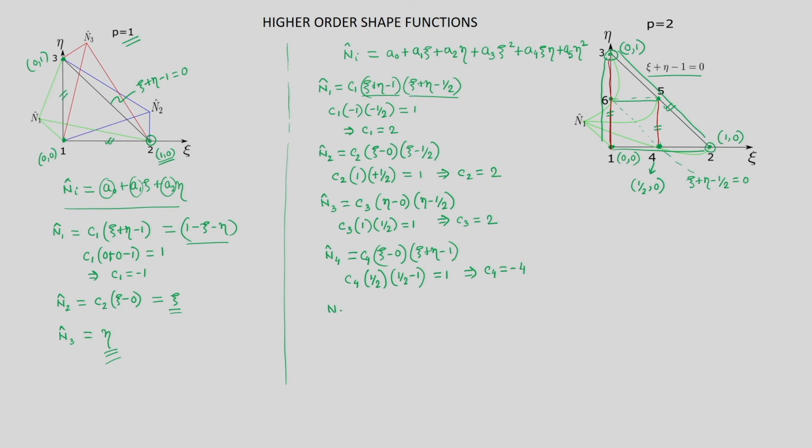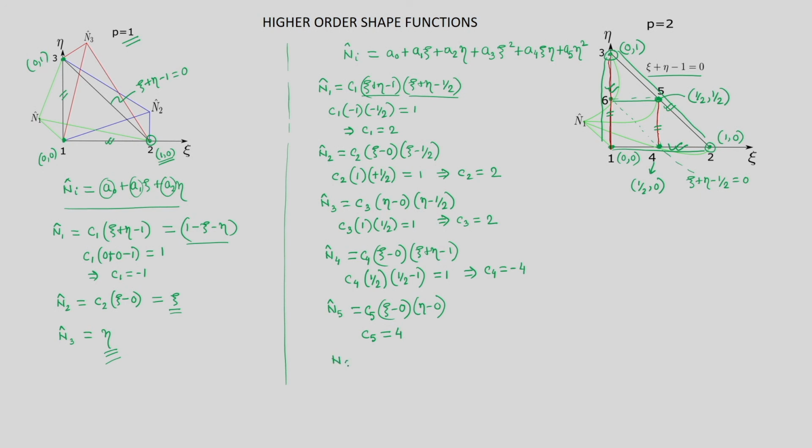Similarly, N5 is 1 here and 0 along these two sides. So, that gives us xi minus 0 and another side eta minus 0 times C5. Now, what is C5? What is the coordinate of this point? This is half comma half. So, C5 will then be 4.